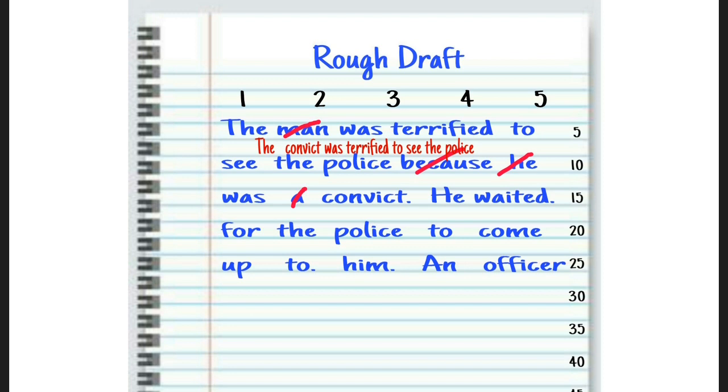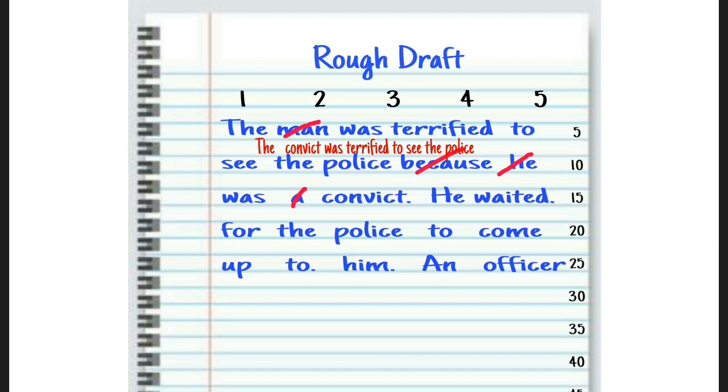And then see, I have crossed out the unnecessary words and rephrased that first sentence. The man was terrified to see the police because he was a convict. Instead, what did I write? The convict was terrified to see the police. I have removed some of the unnecessary words. The meaning still remains the same, but the sentence becomes shorter. So this is cleverly how you can shorten.